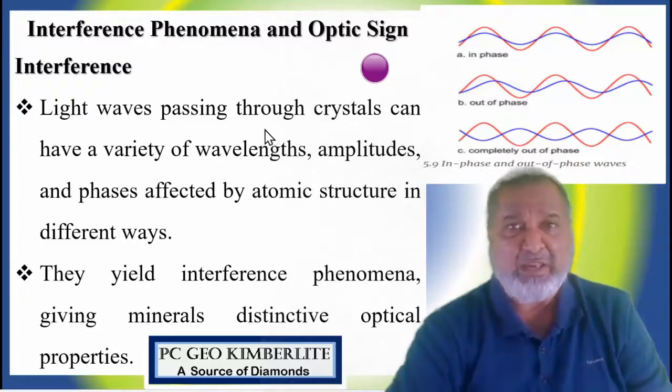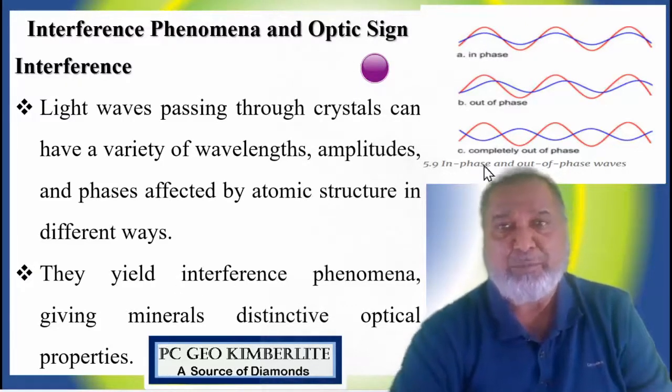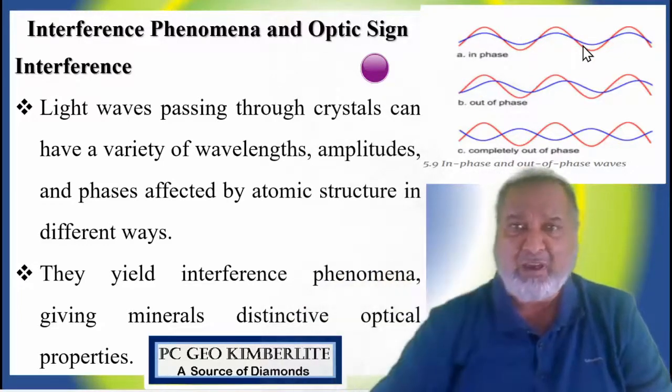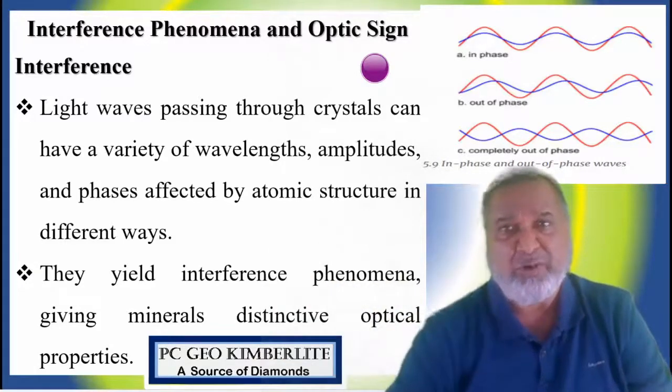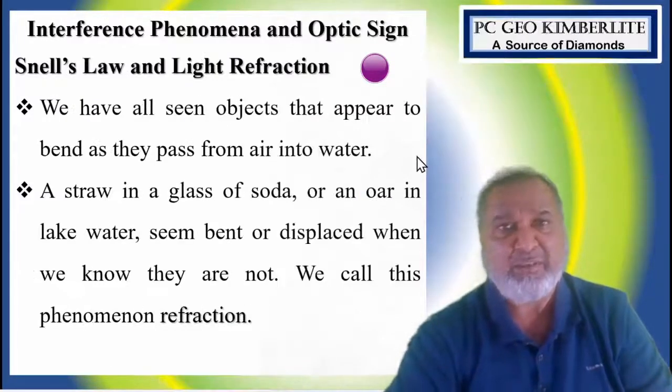The light wave passing through the crystal can have a variety of wavelengths, amplitudes and phases affected by the atomic structure in different ways. They yield interference phenomena giving minerals distinctive optical properties. Yes, if the waves have the same wavelength and are in the same direction, then they will be in phase. But if there is a fluctuation, we'll find them out of phase, or completely out of phase.